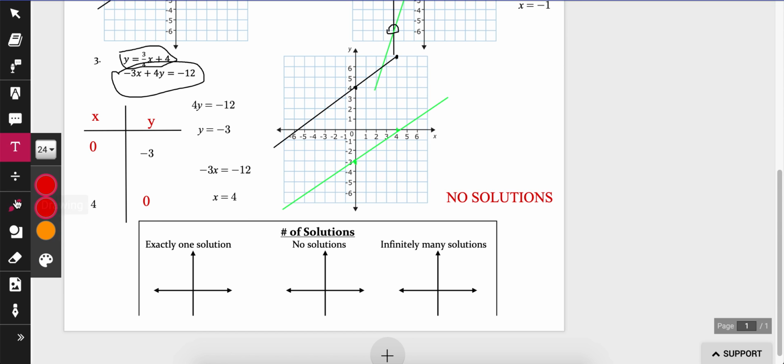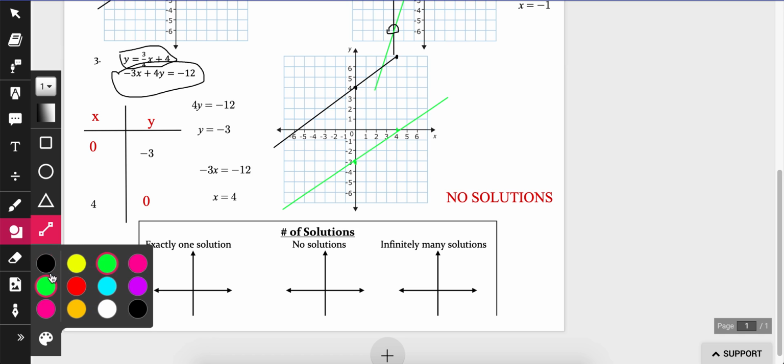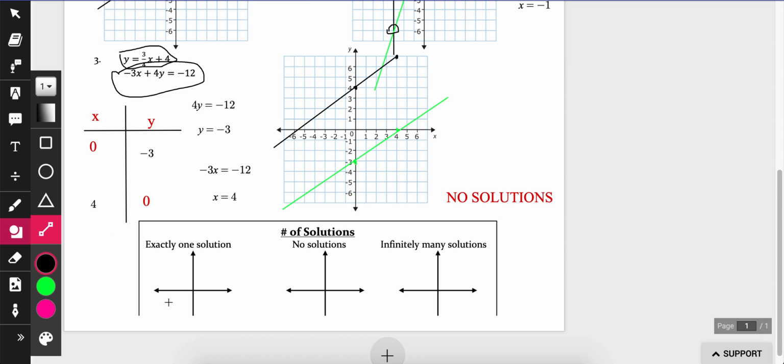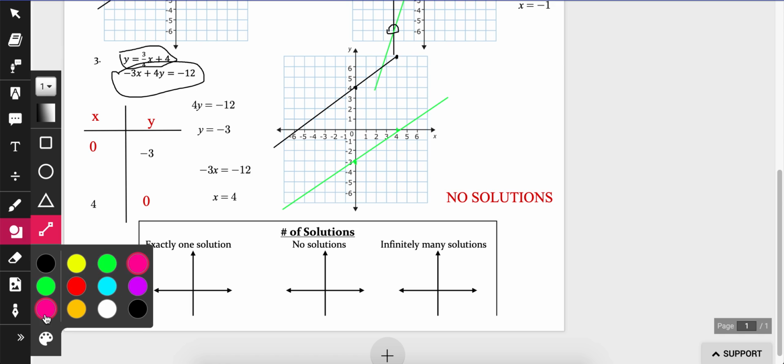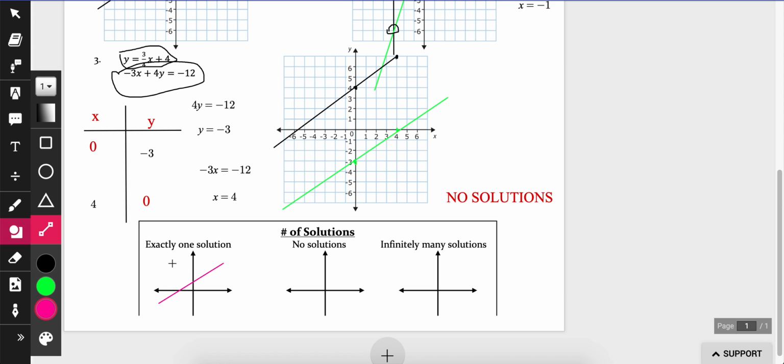Let's make a quick note of that down at the bottom. An example of a system with exactly one solution would look something like this. Anything where the two lines intersect exactly one time, right here. An example of a system with no solutions would look something like this, where the two lines are parallel and so they never intersect. And an example of a system with infinitely many solutions is something like this, where we have two lines and those two lines turn out to be exactly the same, and so they intersect infinitely many times.